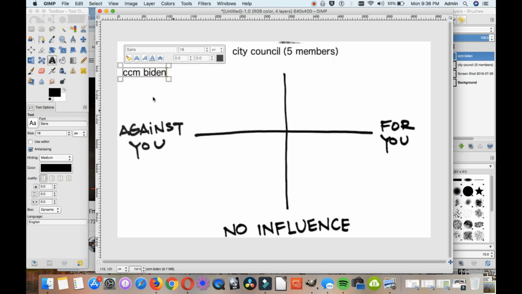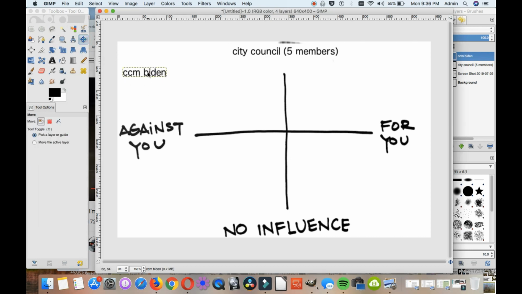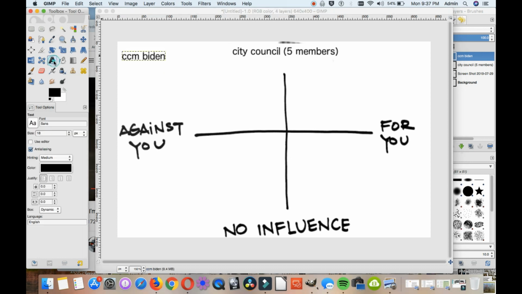City council member Biden. We're going to say they're really conservative. They always vote poorly on environmental stuff, so they're going to be against me. I know no matter what I do, they're going to vote no on a resolution to divest. So they're not for me in my campaign, they're against me. Do they have no influence? No, they have a lot of influence, because they're actually on the council. Their vote is really powerful. So council member Biden's going to go over there.